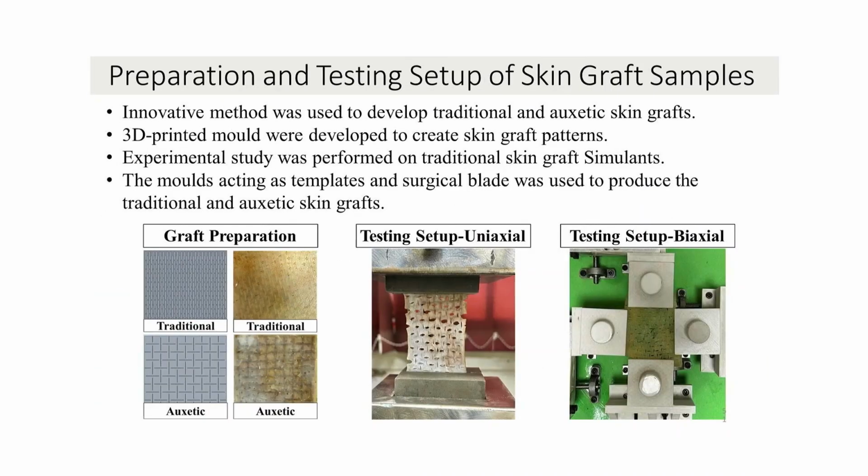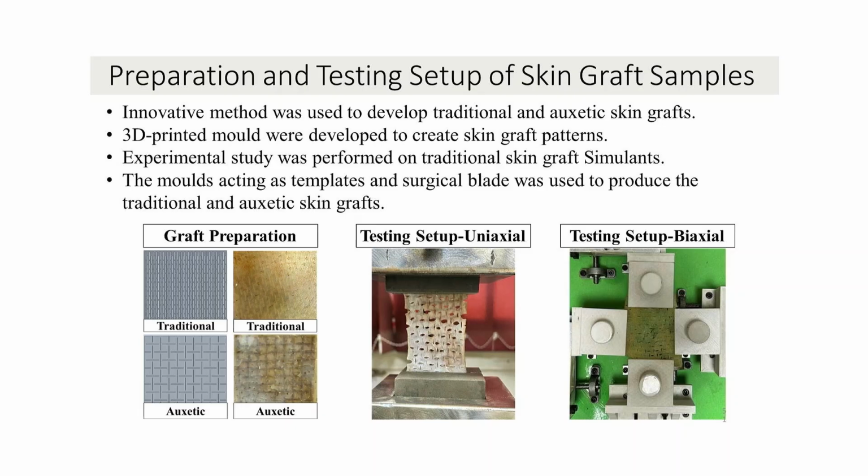The next step was preparation and testing setup for skin graft samples. So what did we do next? We used this innovative method for development of traditional and auxetic skin grafts, right? So a 3D printed mold. We used a 3D printer to design and print a mold to create skin graft patterns. So these are the skin graft patterns. You can look at the graft preparation pictures on the left side bottom. There is a traditional pattern and there is an auxetic pattern, and we had basically printed this and we got molds with these cuts, right?